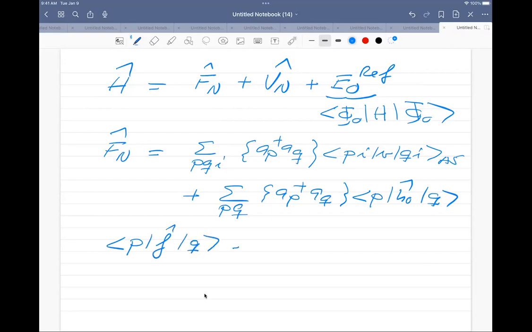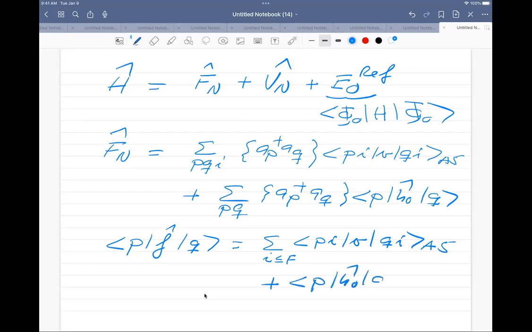And what I will define now is a new integral, P of little f of Q, which is now simply going to be given by the sum over I. So these are states below the Fermi level, remember that. And then I'm going to have a P I of V Q I, an antisymmetrized matrix element, plus P of H0 of Q. And again, if P and Q are different, and at the same time they are an eigenbasis of H0, then this last term would be 0.